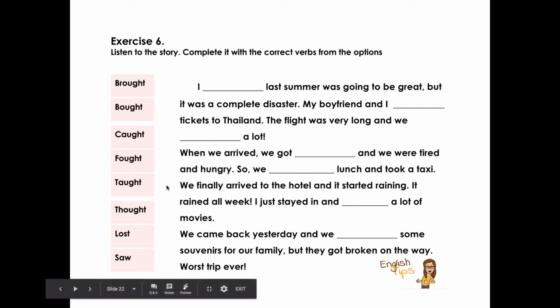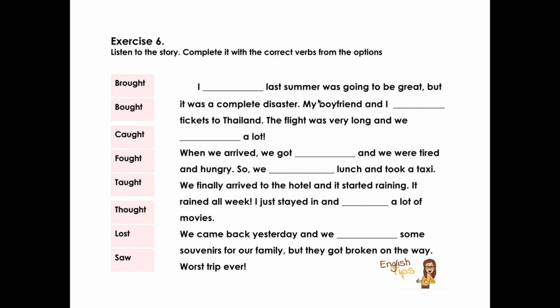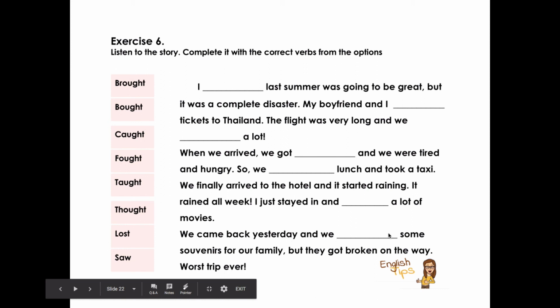I thought last summer was going to be great, but it was a complete disaster. My boyfriend and I bought tickets to Thailand. The flight was very long and we fought a lot. When we arrived, we got lost and we were tired and hungry. So we bought lunch and took a taxi. We finally arrived to the hotel and it started raining. It rained all week. I just stayed in and saw a lot of movies. We came back yesterday. We brought some souvenirs for our family, but they got broken on the way. Worst trip ever.